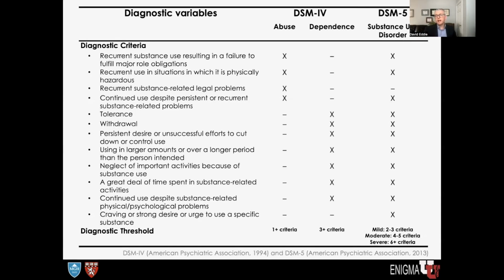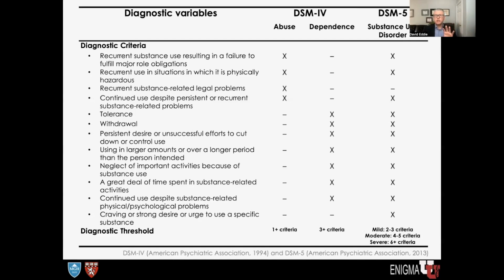So in DSM-5, they got a work group together, a group of experts, and they solicited feedback from the substance use disorder research community and the clinical community and the general public as well. And they made some pretty big changes.